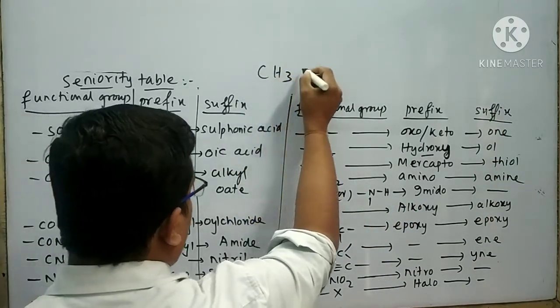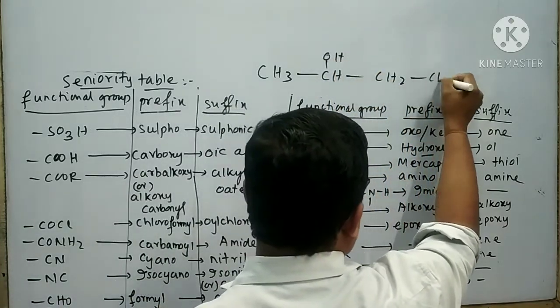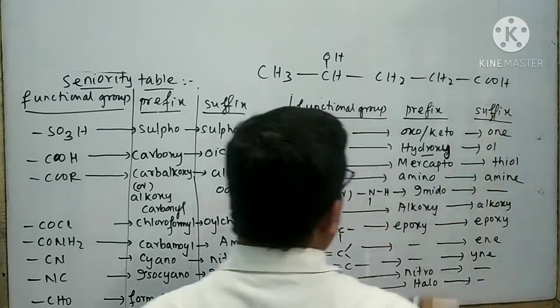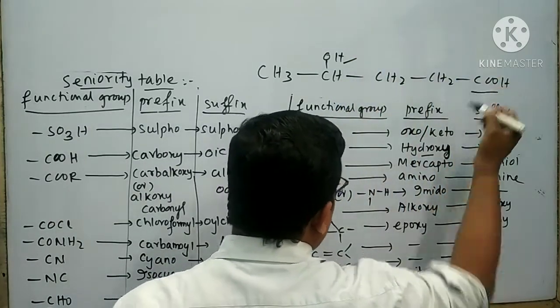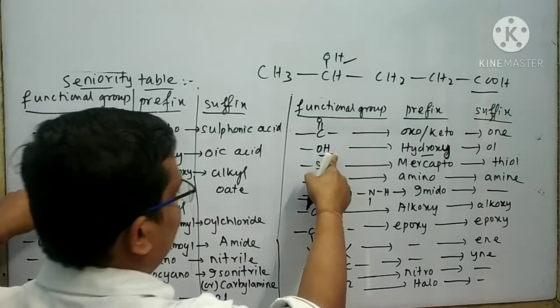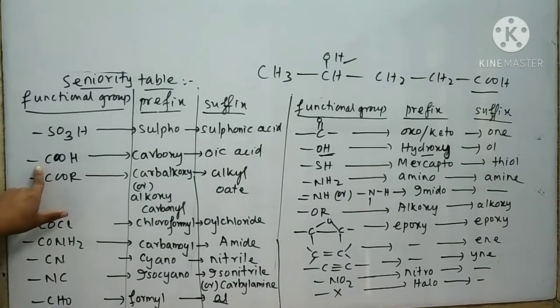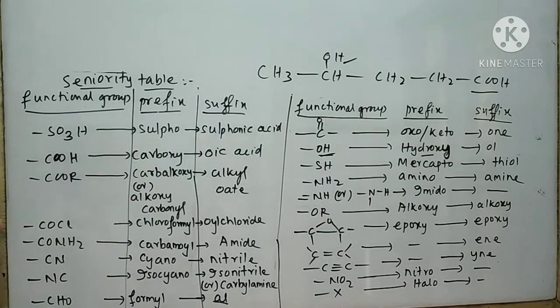Similarly, take another example: CH3-CH(OH)-CH2-CH2-COOH. In this organic compound also, two different types of functional groups are present. One is -OH, another is -COOH. Look at that, -COOH is present, -OH is present. From this table it is clear that -COOH is present above -OH. So according to the rule, -COOH is used as the principal functional group. On the other hand, -OH is used as a secondary functional group.